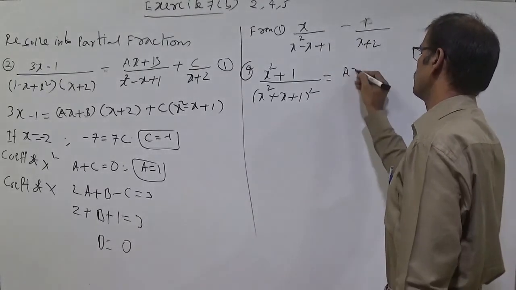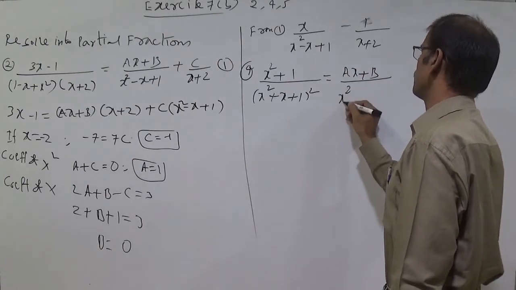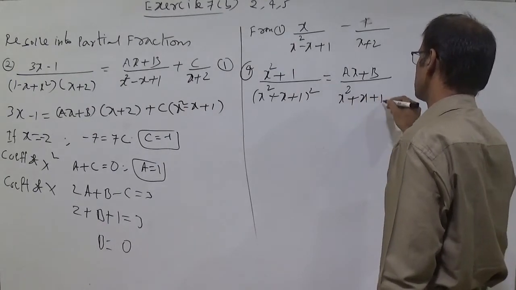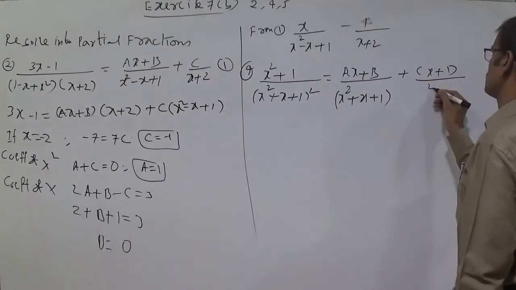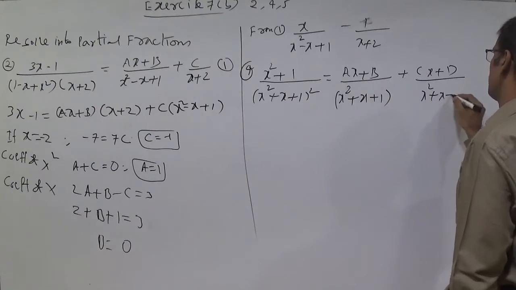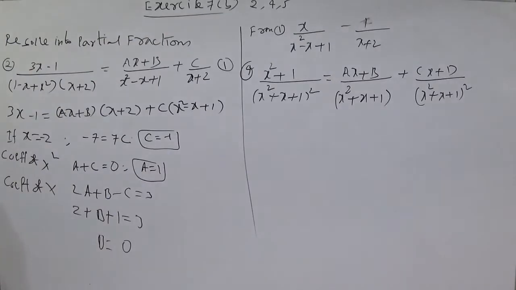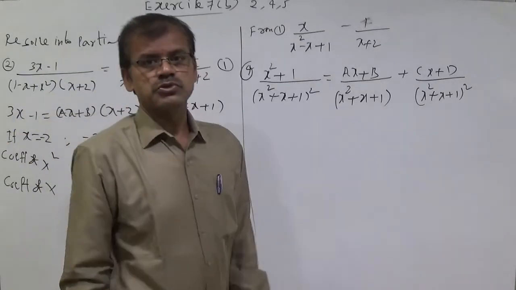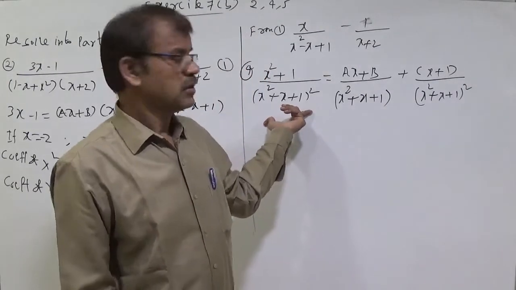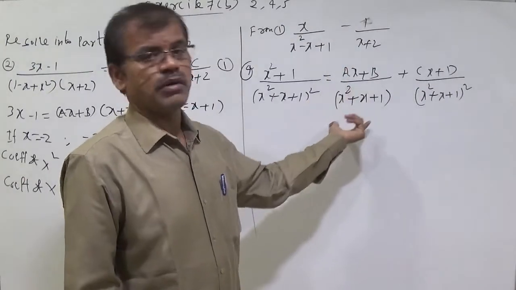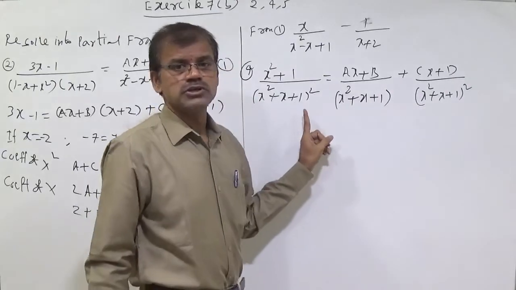Yesterday I said that whenever an irreducible polynomial is given in repeated factors, you can write ax plus b by x square plus x plus 1, plus cx plus d by x square plus x plus 1 whole square. General factors model only. If a by x square is given, we write a by x plus b by x square. In a similar way, if this is y square, then ax plus b by y plus cx plus d by y square. Here y means not a single variable, it is an irreducible polynomial.